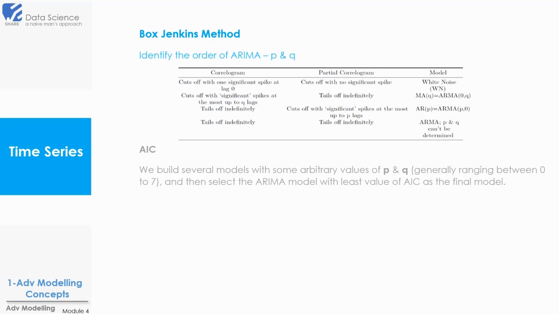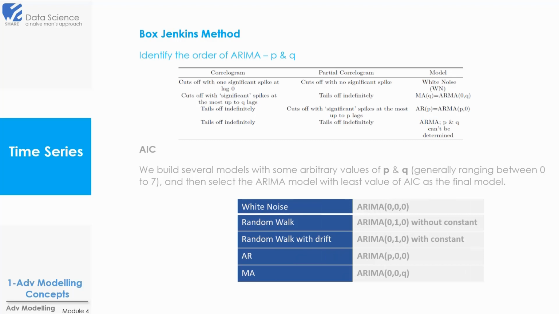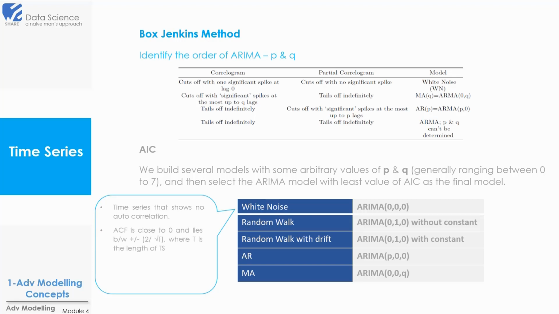Now based upon the order of ARIMA, we get different models as shown here in the table. So the first model is white noise. In this case, P, D and Q values are 0. So a time series is said to have white noise when it shows no autocorrelation. Here the ACF value is close to 0 and it lies between plus minus 2 divided by square root of T. Here T is the length of the time series. Forecast errors become white noise here, hence all information in the model is harnessed by the time series.